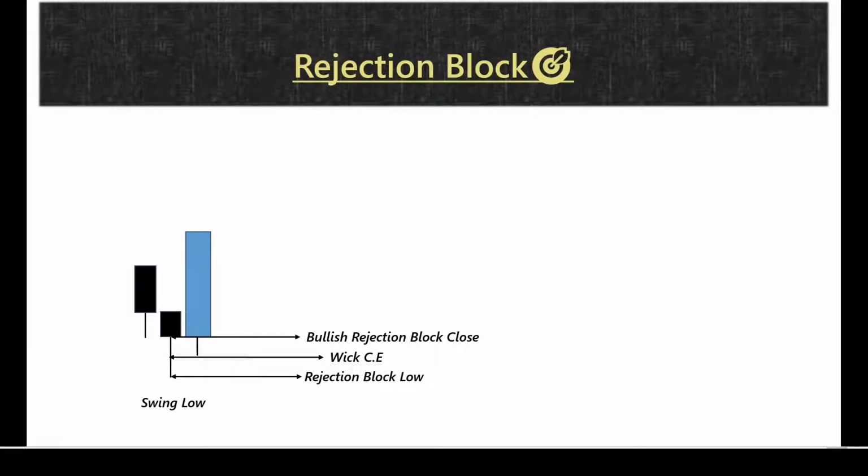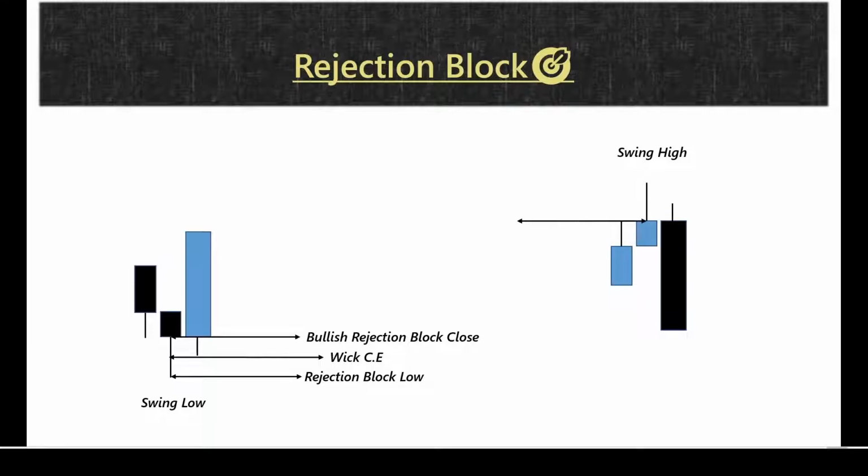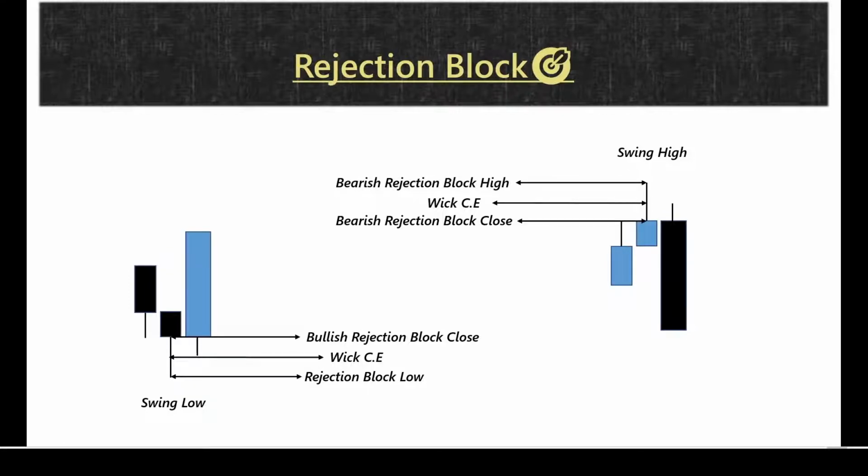Also, the inverse is true for the bearish rejection blocks. Bearish rejection blocks form inside of swing highs. And the rejection block is the highest up close or bullish candle inside a swing high. There are three key levels of interest here also. The first one is the closing price of the highest up close or bullish candle, which is known as the bearish rejection block close. The second is the midpoint of the wick, which is also known as consequent encroachment. And the third level is the actual high, which is labeled as the bearish rejection block high.